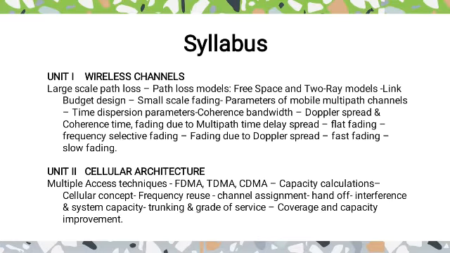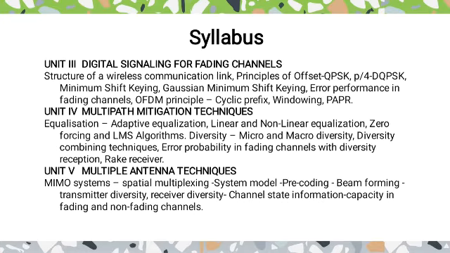In unit 2 we are going to discuss cellular architecture and multiple access techniques. Here we discuss multiple access techniques like FDMA, TDMA and CDMA, and do the capacity calculations. We are going to discuss in depth the cellular concept, frequency reuse, how we allocate channels, and how we solve the handoff and interference problem. We also cover system capacity, trunking and grade of service, and coverage and capacity improvement in the second unit.